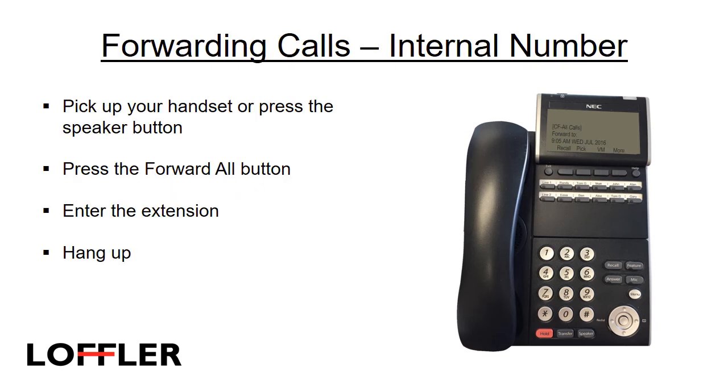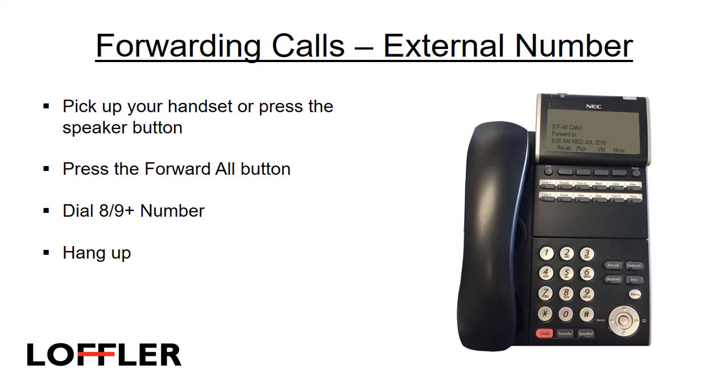To forward calls to an internal number, pick up your handset or press the speaker button. Press the Forward All button, enter the extension, and hang up. To forward calls to an external number, pick up your handset or press the speaker button. Press the Forward All button, dial the trunk access code 8 or 9, and then the number, and then hang up.